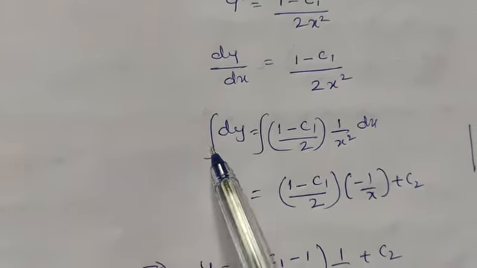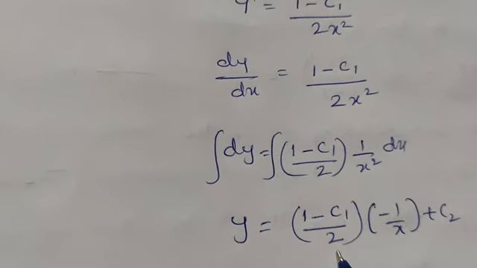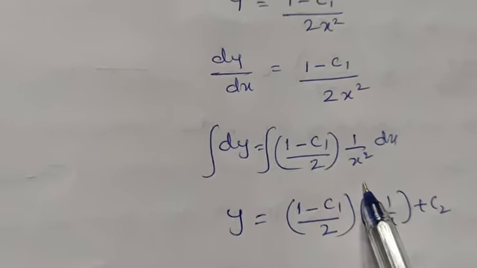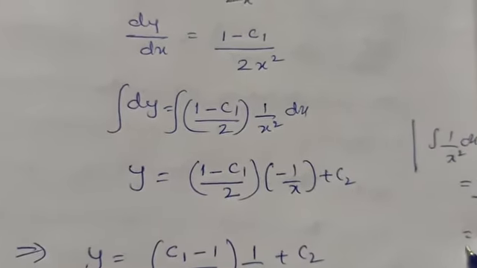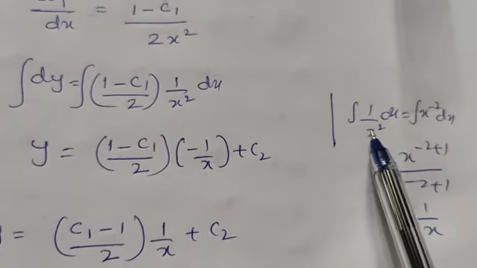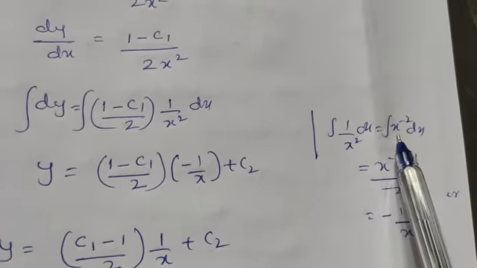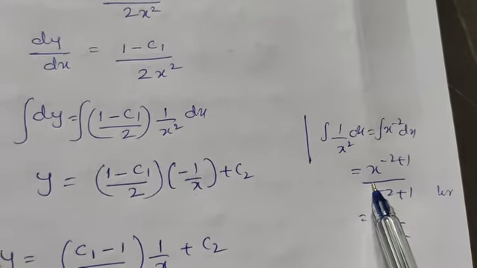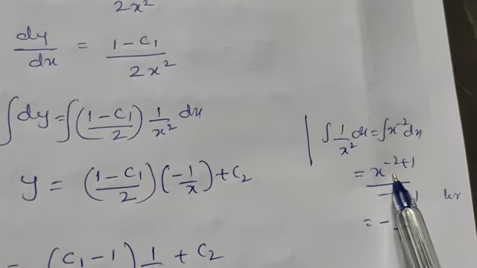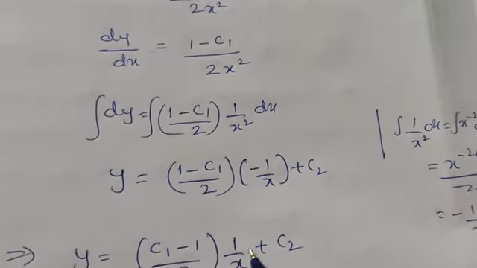So integration of dy is y is equals to 1 minus c1 by 2 as it is. We know integration of 1 by x square is minus 1 by x plus c2, where c2 is the constant of integration. We know here integration of 1 by x square into dx is, take x square in the numerator, it becomes x raised to minus 2 into dx, and integration of x raised to minus 2 is x raised to minus 2 plus 1 divided by minus 2 plus 1. So it is equals to minus 1 by x.